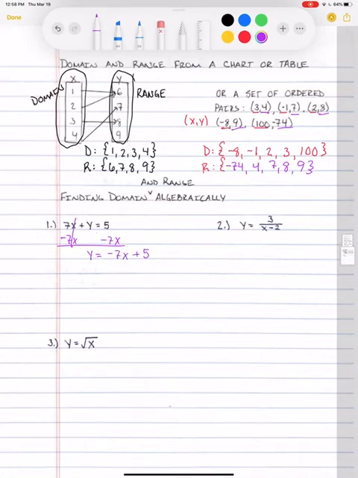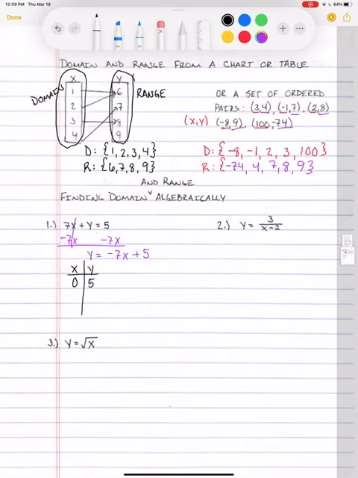So if I look at this, I have to look at my x values and how it affects everything. Because I'm multiplying x by negative 7 and adding it to 5, as long as I plug in some real number for x, I will always get something out for y. Like if I plugged in, I'll just give you an example here. If I plugged in 0, I'd have negative 7 times 0. That's 0 plus 5 is 5.